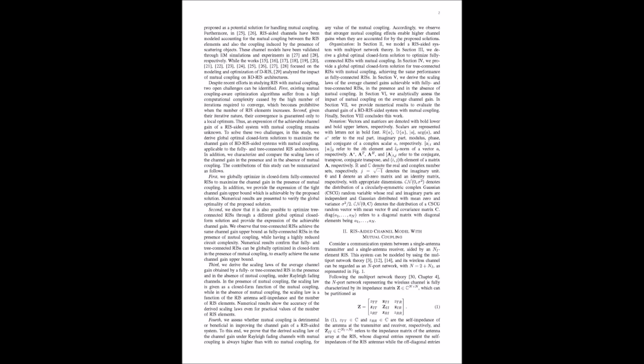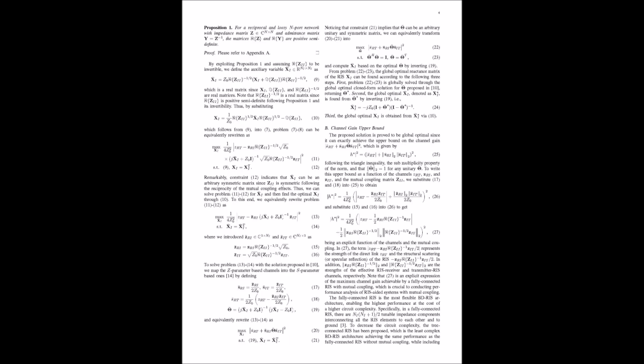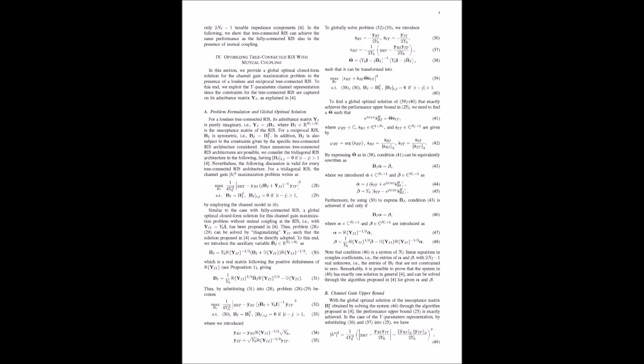Right. But now I want to dig into the mathematical analysis. Like how did that actually happen? So they set up a scenario to analyze where there's no direct link between the transmitter and the receiver. Okay. So the signal has to go through the RIS. Okay. And then they model the channel again as Rayleigh fading.